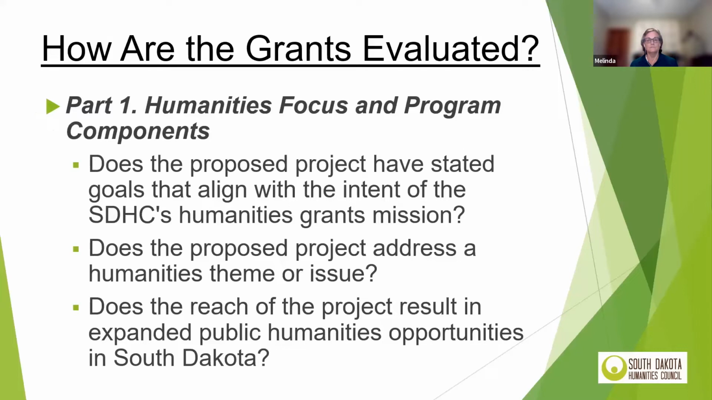How are the grants evaluated? A committee of board members reviews the grant applications and makes recommendations to the larger board. They use a rubric to evaluate the applications and also have a meeting to discuss them in detail. There are 4 sections in the rubric, and they each focus on specific questions. Part 1 focuses on how the project leans into the humanities and on specific program components. How it aligns with the SDHC mission, how it addresses a humanities theme or issue, how it expands the public humanities in our state.